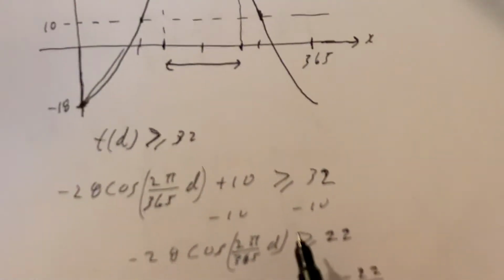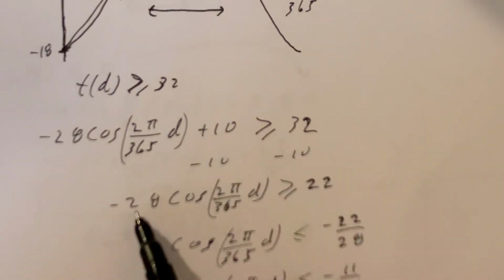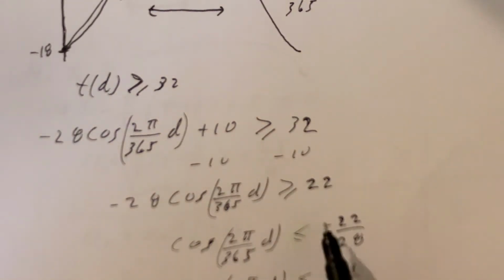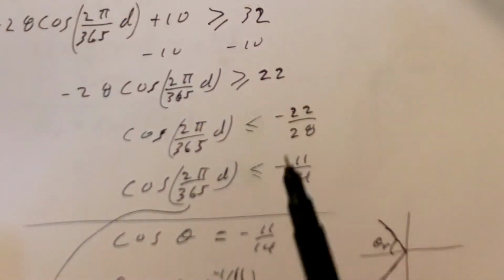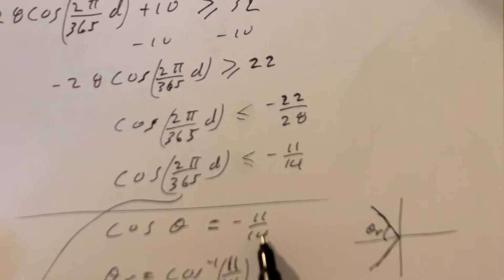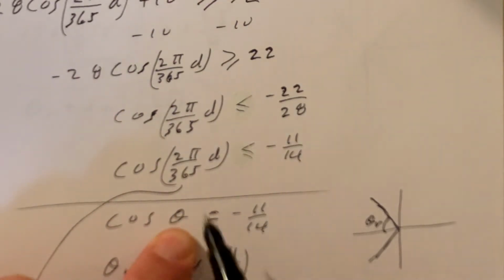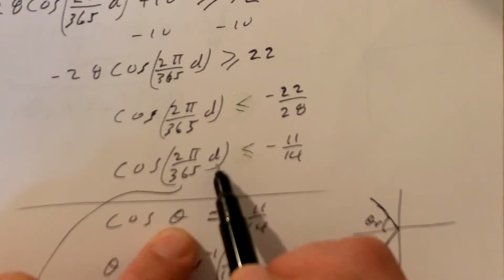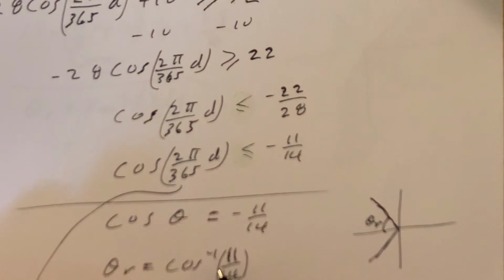Okay, so we're going to rearrange this, bring the 10 over, divide by negative 28. When we divide by a negative, remember we have to flip the inequality. Okay, and then we eventually get down to this. So to solve this, we need to solve the equation first. So cos of theta equals negative 11 over 14. We're just replacing theta here with 2 pi over 365 times d, and then we'll throw that in later. Okay, so we're going to solve for this first.